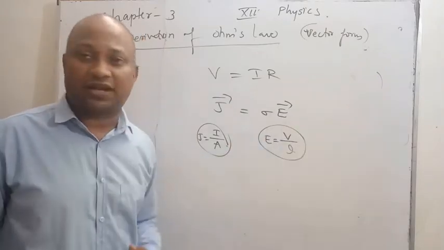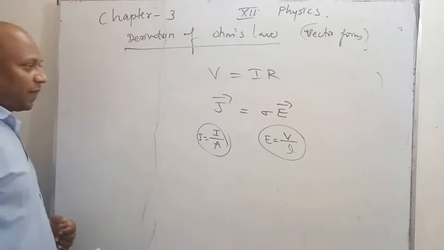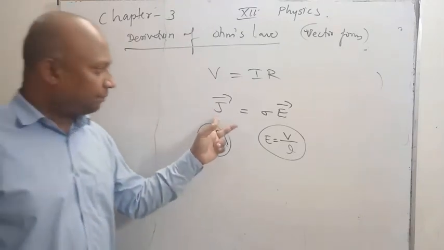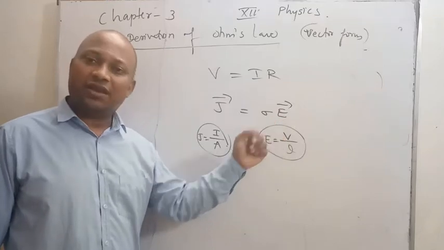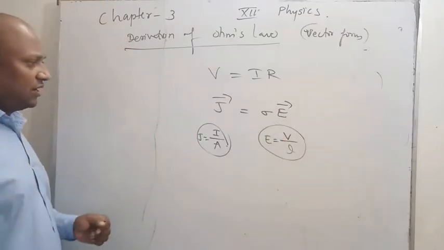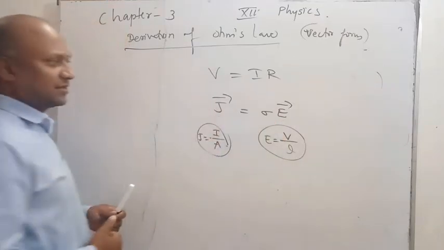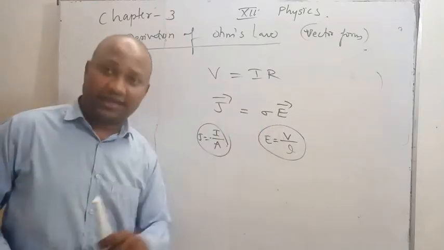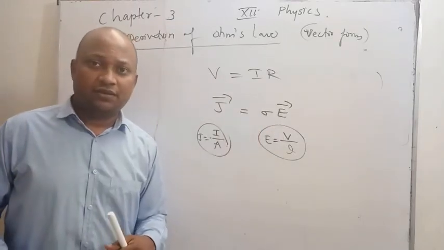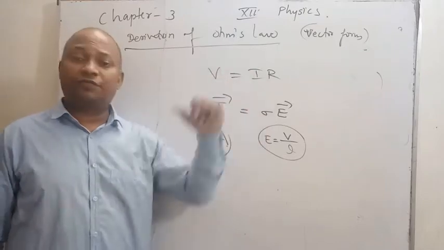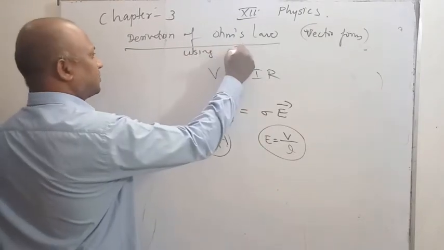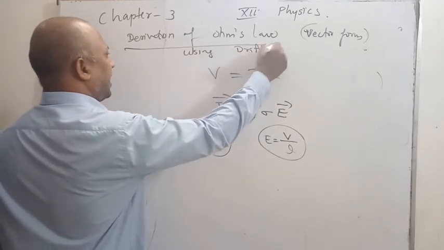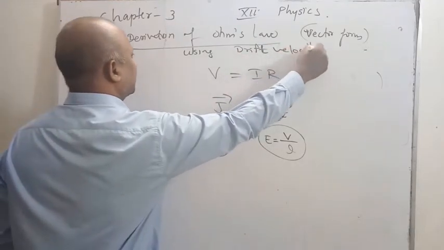It has a specific direction. So the current upon area has the same direction as the electric field. So how will you derive this? J is equal to sigma E, using the concept of drift velocity. So for that we are going to derive first of all drift velocity.